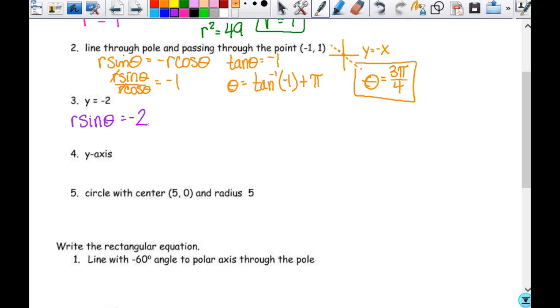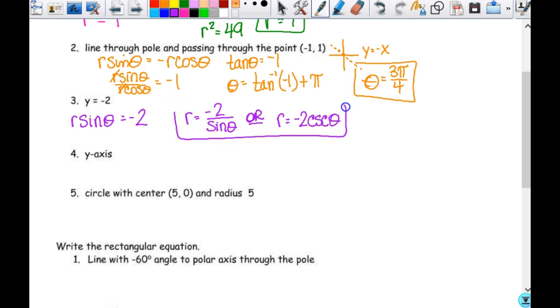So there's two different options here. r can equal negative 2 over the sine of theta. That's okay. Or, since sine theta is in the denominator, the reciprocal of sine is cosecant, so r can equal negative 2 cosecant theta, and either one of these is fine. But not this one. I'm not going to count this one correct on the test.